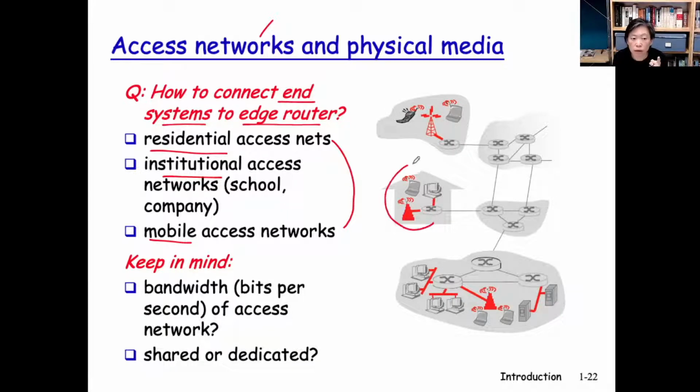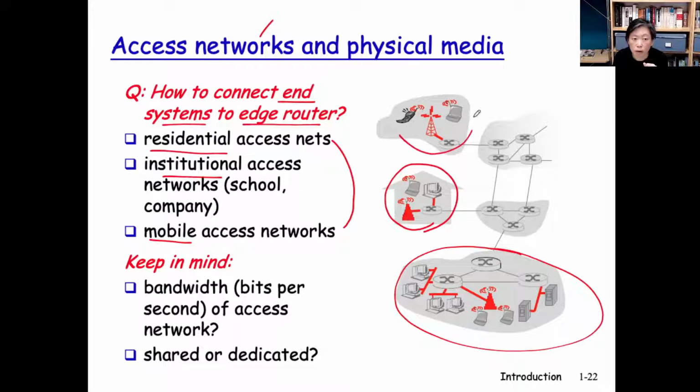Residential means home access. So some of these access net technologies are deployed more for the home environment. Some of these are used more for institutions such as NTU. And some are wireless, so people can still access the internet as they're on the run. For example, 4G is a mobile access network.